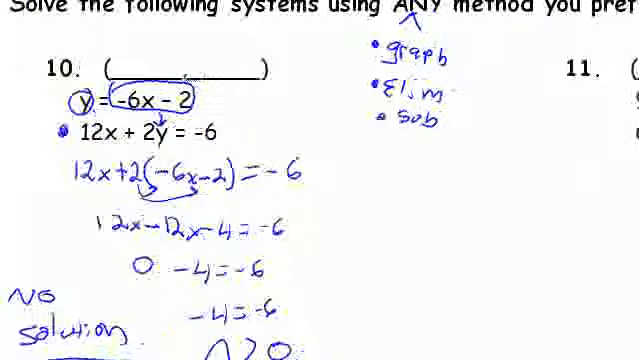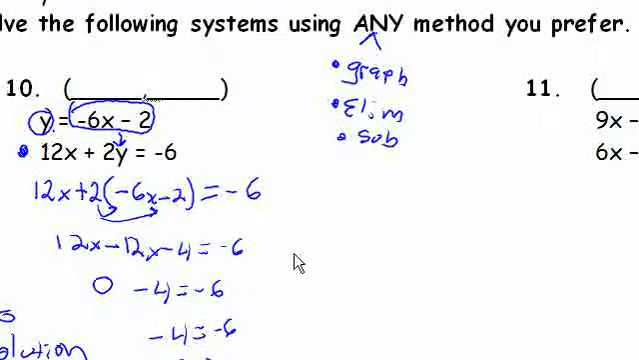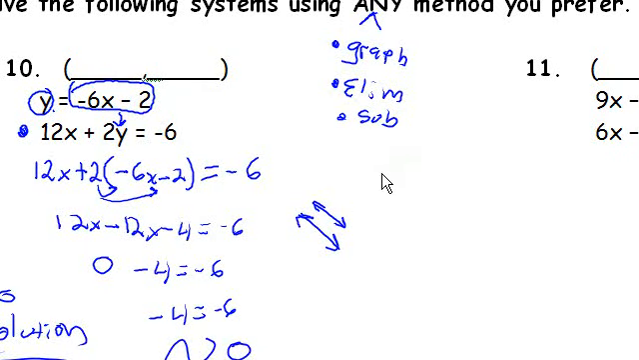Meaning these lines are just like number 8. These lines are parallel lines. I believe these lines both have a slope of negative 6, if I'm not mistaken. Yes, they do. They both have a slope of negative 6.